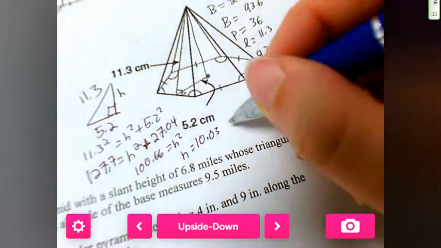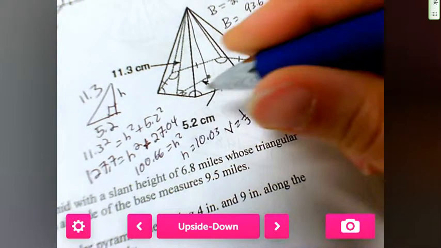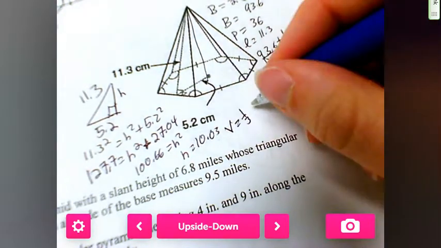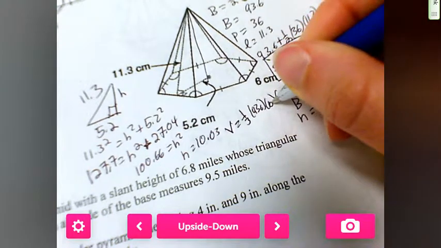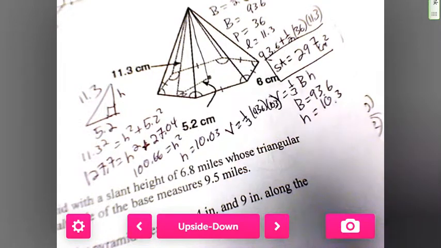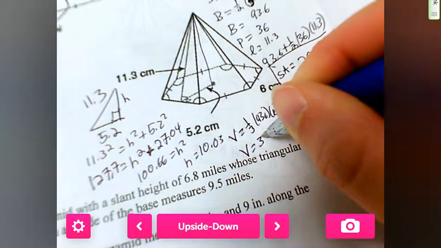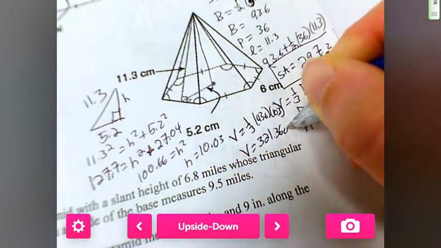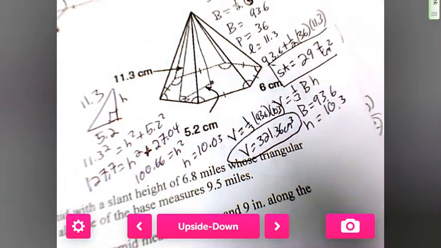Okay, so we're going to put it in the equation. Volume equals 1/3 area of the base, 93.6 times 10.3, times 1/3 gives us the volume equals 321.36 centimeters cubed. Questions about any of that?